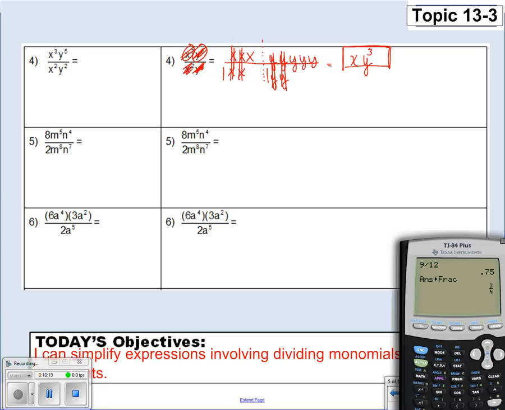Let's look at number 5. Again, let's start off with our line. We're going to rewrite. Let's put our numbers together first. So we have an 8 on the top and a 2 on the bottom.